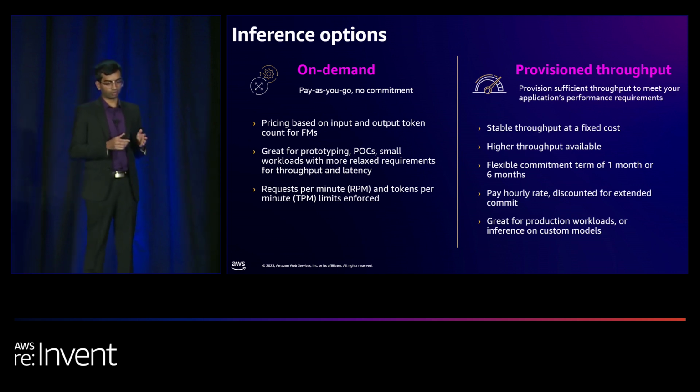On-demand is great for prototyping and small-scale production workloads. However, there are limits on requests per minute and tokens per minute that you will have to deal with when you're using on-demand. On the other hand, provisioned throughput will give you a stable performance at a fixed cost. But in exchange for that stable performance, you will have to make either 1 month or 6-month commitments, you will be paying at an hourly rate, and this will be discounted for extended commitments that are made.